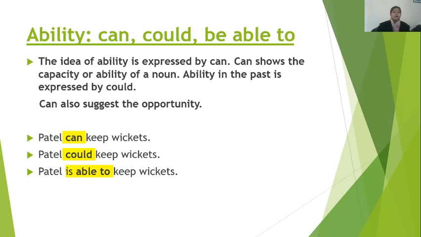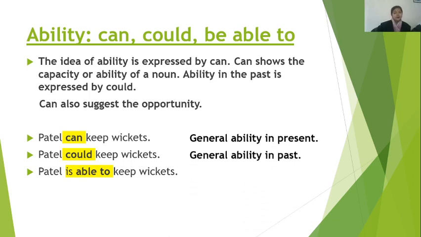Now, Patel can keep wicket. So this sentence is showing a person's ability in present. But when I say Patel could keep wickets, it means that I am talking about a person's ability in past. Now, Patel is able to keep wickets. Here I am talking about a person's ability in a particular situation.